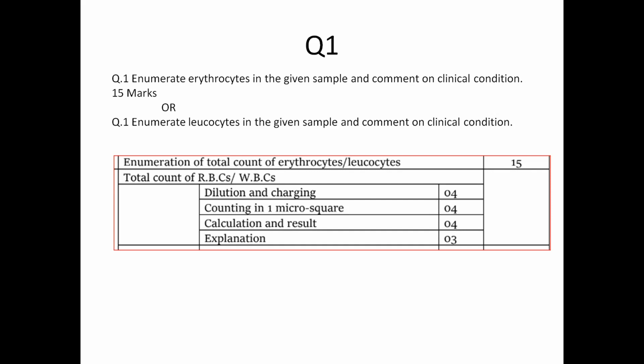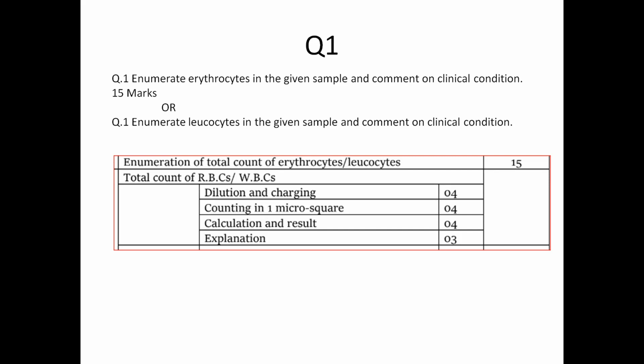Now, when you are doing the dilution and charging, we all know the process. Whenever you are performing this particular practical, first of all, you are cleaning your RBC or WBC pipette. After that, you are going to take the blood in it, then the dilution liquid, and after that you are rotating it between your palms, and after that you are discarding the initial 2-3 drops, and you will be charging your Neubauer chamber. Till here, for this particular process, you will be getting 4 marks.